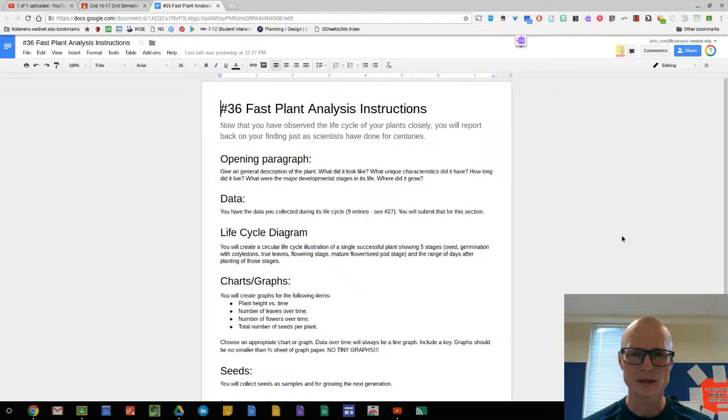The data part you've already done. You should have taken data, as we stopped and did, at least 9 times. If you look at task number 27, it spells out the dates and what we did on each of those dates. You'll be submitting those.